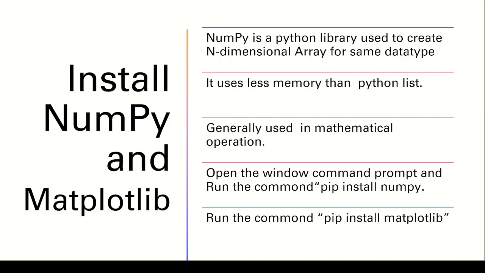It uses less memory than the Python list, and you know that a Python list can contain any number of data types. So you can store integers, booleans, arrays, and all that in the same list. But in NumPy, you have to stick with one data type, and that's why OpenCV uses NumPy internally. So let's get started.